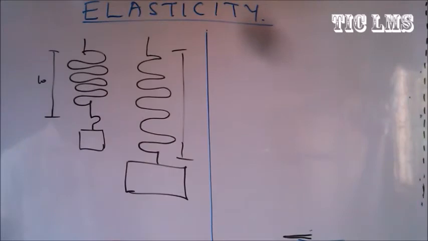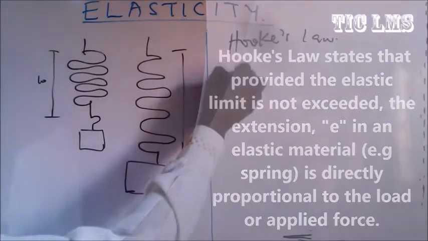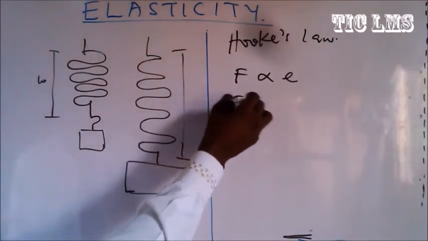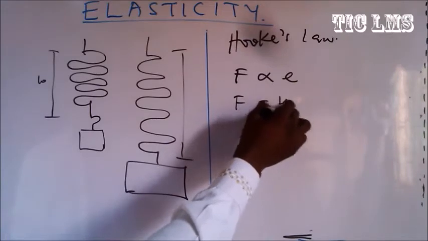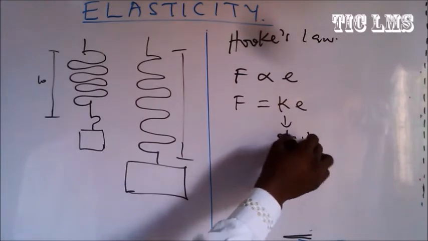The person that studied the elasticity of springs or materials of such came up with a law which is called Hooke's law. This law states that provided the elastic limit is not exceeded, the extension, that is E, in an elastic material such as wire is proportional to the load or applied force. From this law, we can derive that the force is proportional to the extension, where when we remove the proportionality sign, it is replaced with Ke, where K is a constant, and that is what we call the elastic constant.